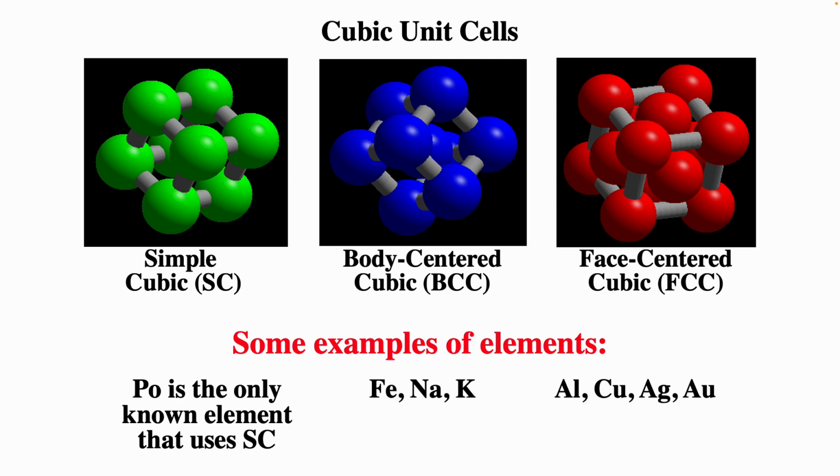Now, again, simple cubic, not very efficient, not very common. And so polonium is the only known element that uses simple cubic. A body-centered cubic, you can have iron, sodium, potassium. I think all the alkali metals. And then face-centered cubics, aluminum, copper, silver, and gold.